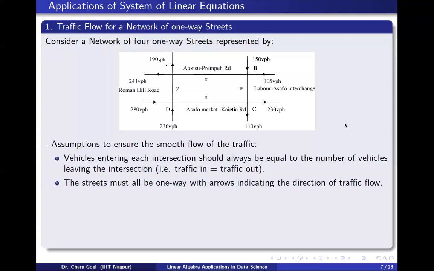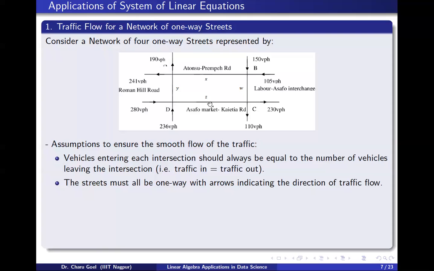There are two assumptions for smooth flow of the traffic. First, as I already discussed, vehicles entering each intersection, whether it is A or B or C or D. From B, vehicles are entering. From A, vehicles are leaving. From B, vehicles are entering. From C, vehicles are leaving. So vehicles entering at each intersection should be equal to the vehicles leaving the intersection. That is, traffic in is equal to traffic out at each of the points. So let's say at the point D, what will happen? 280 plus 236 is equal to Y plus Z.